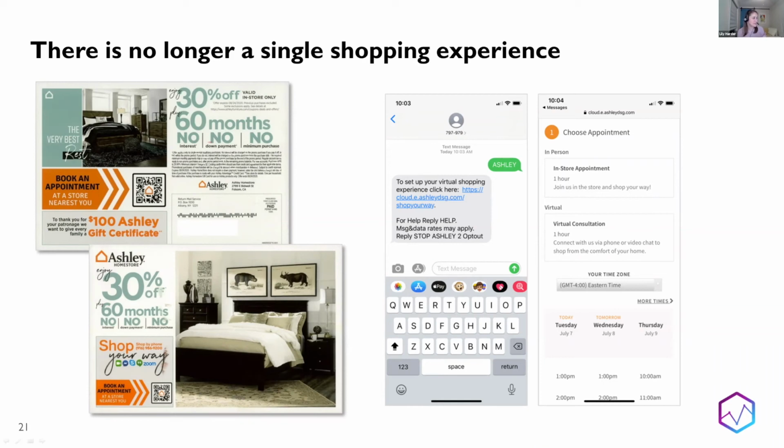And then what I did is I actually scanned the QR code, and what you can see is a screenshot of what my phone looks like, and it just immediately sends the text. And then you can set up the in-store appointment. And again, more options. You can do an in-store appointment or a virtual consultation where someone walks you around on video. So many clever, creative ways to make the shopping experience as convenient and comfortable for whoever that customer may be, whatever their situation might be.